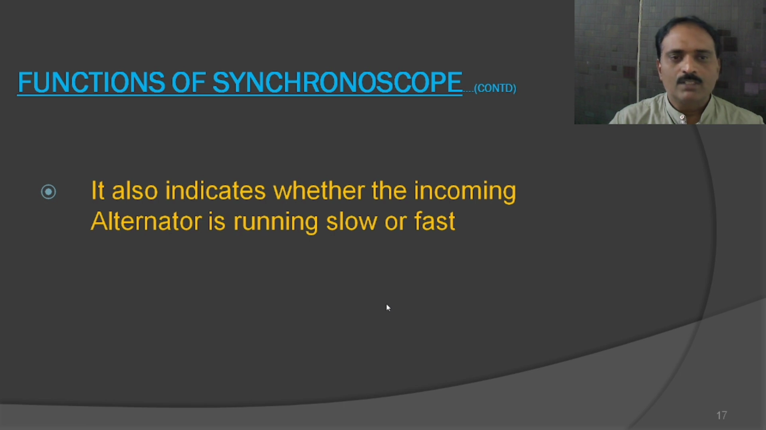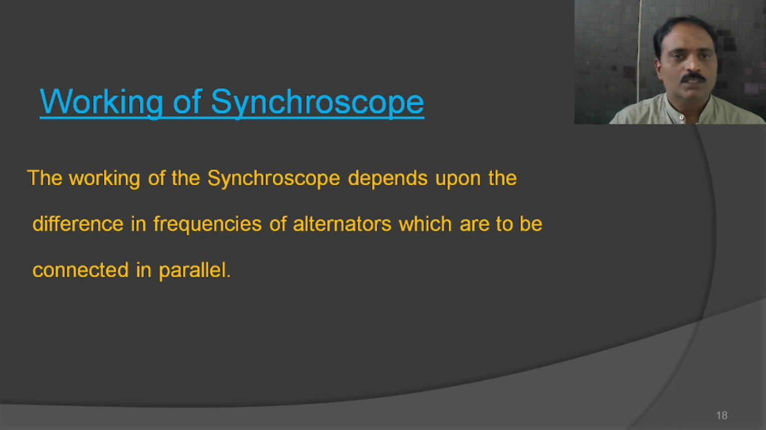It also indicates whether the incoming machine is running slow or fast. Just now I have told you, depending upon the pointer position, whether it represents slow or fast, we can understand whether the incoming machine is running at higher speed or lower speed than the required one. So the working of the Synchroscope depends upon the difference in frequencies of alternators which are to be connected in parallel.